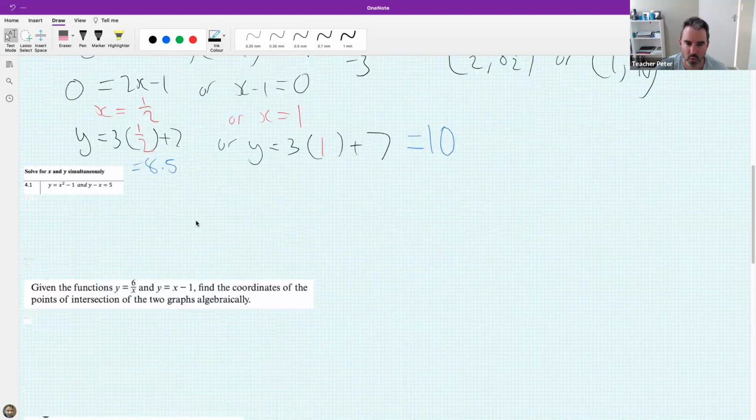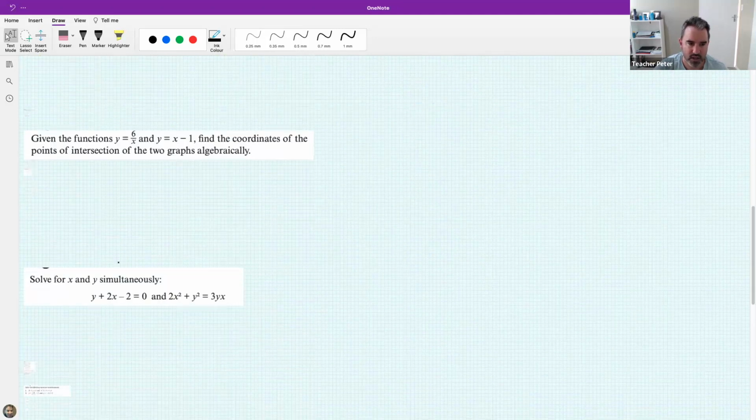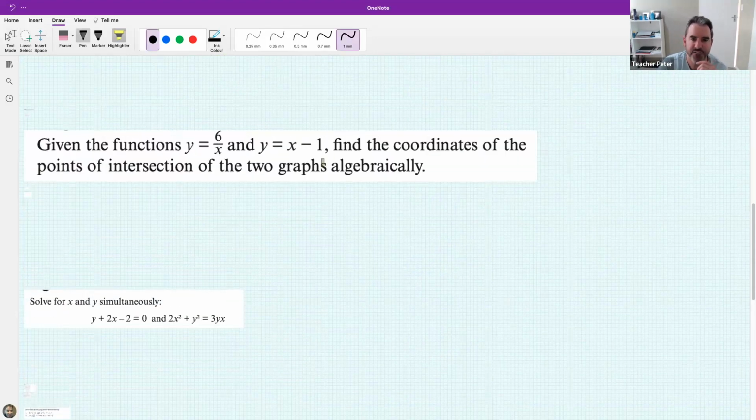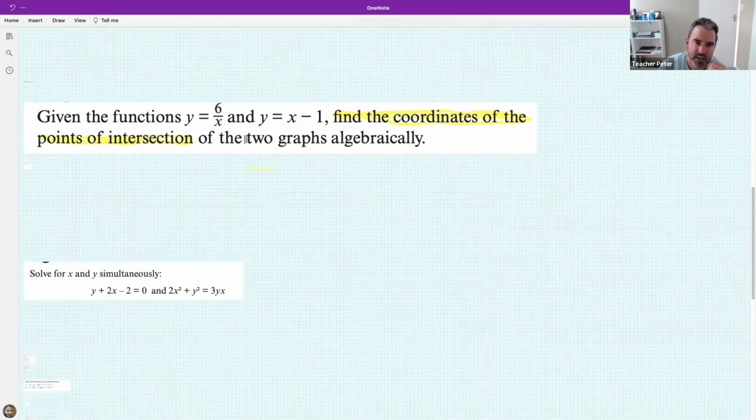So what we are going to do now is solve this simultaneous equation. The way it's worded is it says, find the coordinates of the point of intersection, so where they meet, of the two graphs graphically. Now, we're not actually going to use graphical methods. We're going to use algebra.